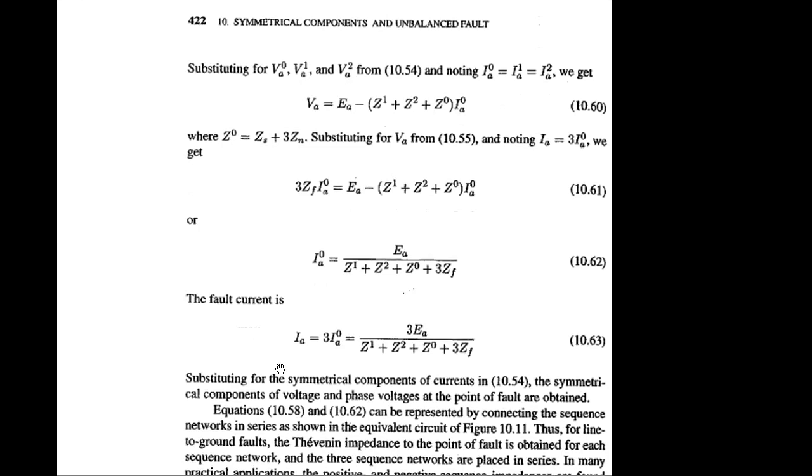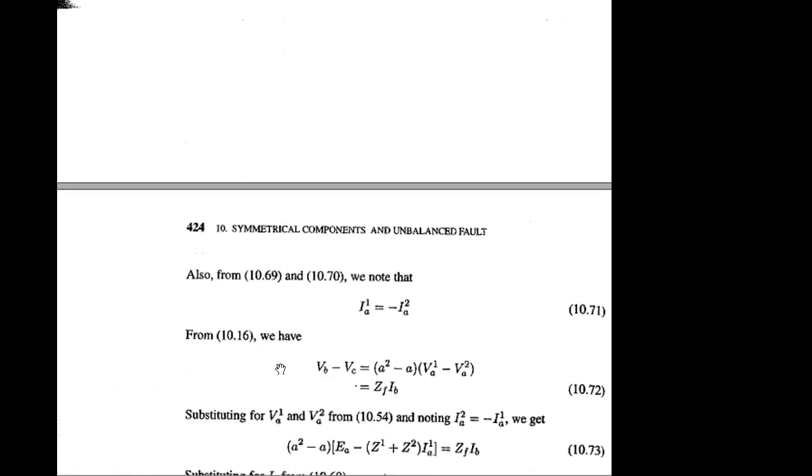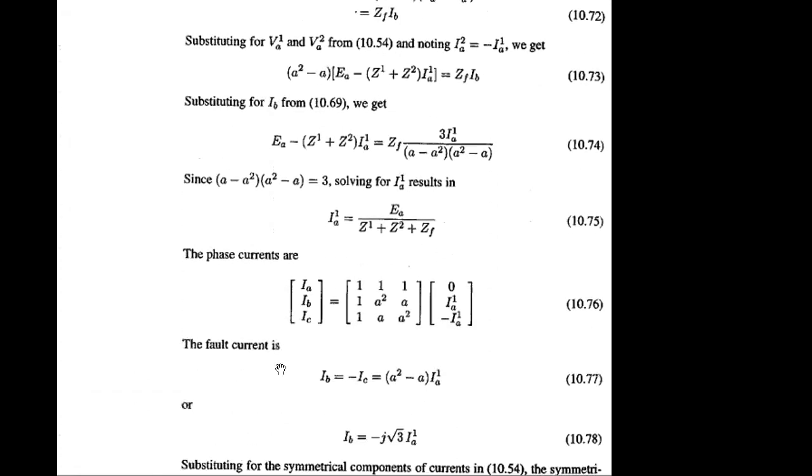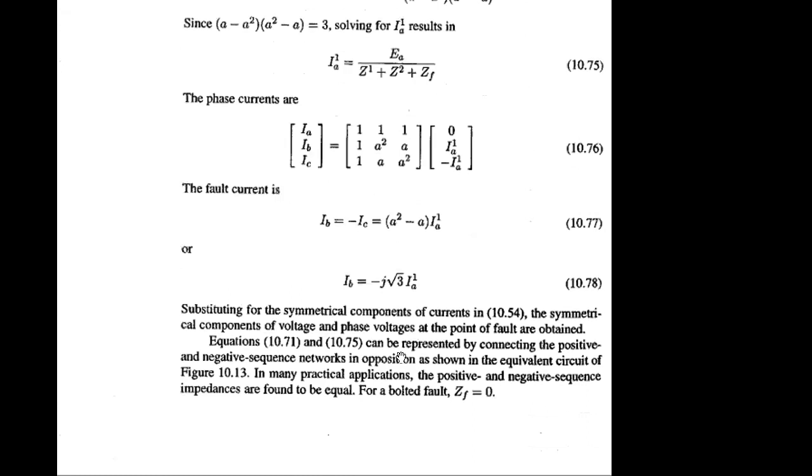What is the fault current for single line to ground? What is the fault current for a double line case? IB is minus IC in terms of the A operator, and IB will have its value if you put in the A operator. And this part, IA1, is also important: how they are related, Z1, Z2, and ZF.